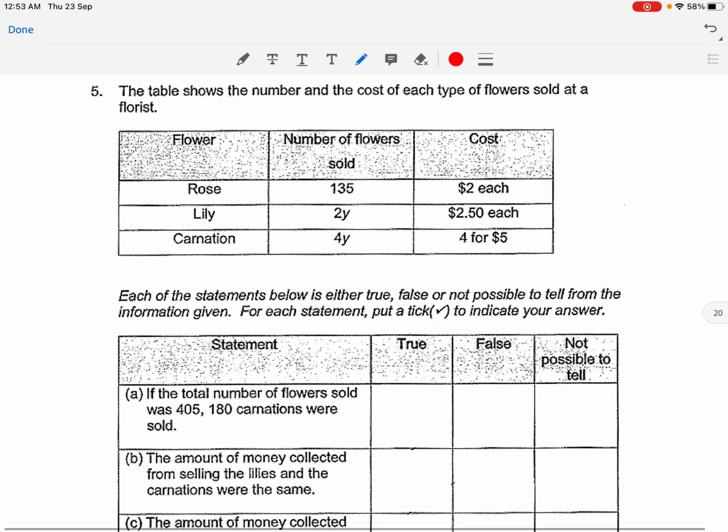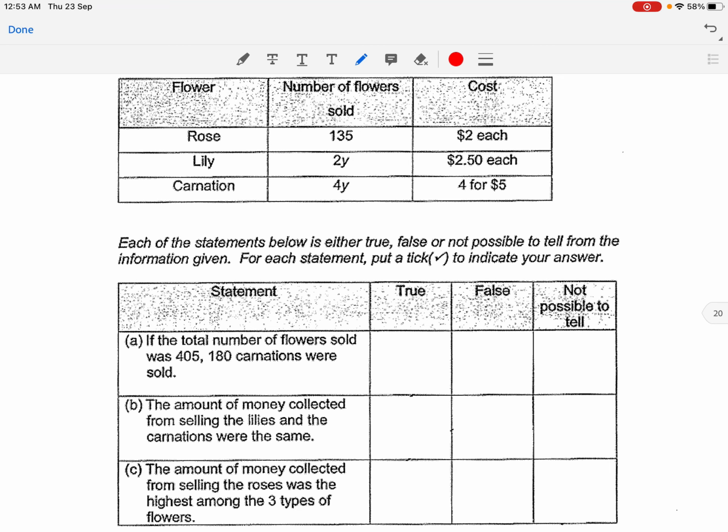Okay, let's go through this quickly. If the total number of flowers sold were 405, 180 carnations were sold. For this kind of statement, you have to work it out. First, you know the roses, which is 135. You will use 405 take away 135. So again, use your calculator. 405 minus 135, you will get 270. Now, this 270 refers to 6y over here.